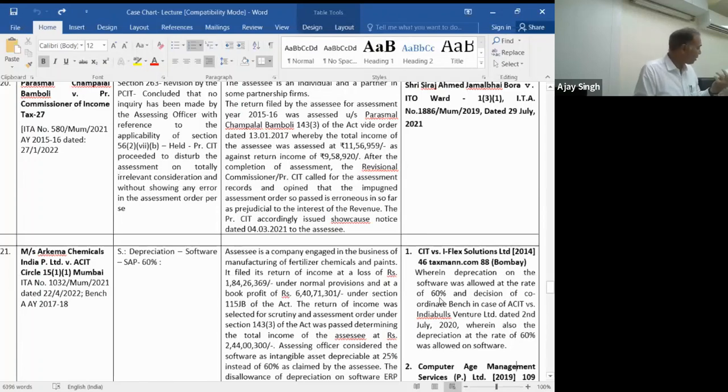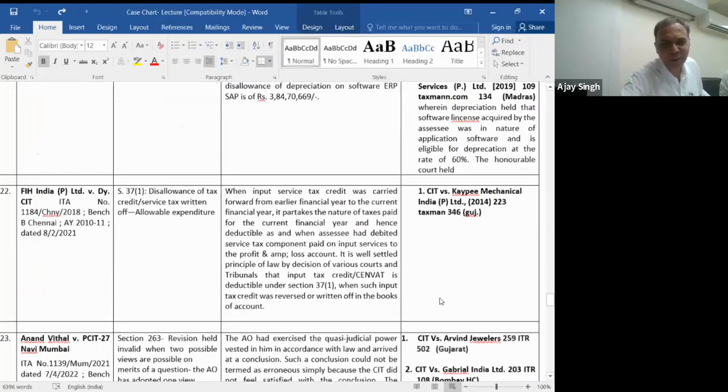So we are at serial number 21. Yeah. The other decisions are also there. I think so, you can go through it. The serial number 23 is a decision. Just I will touch upon that.